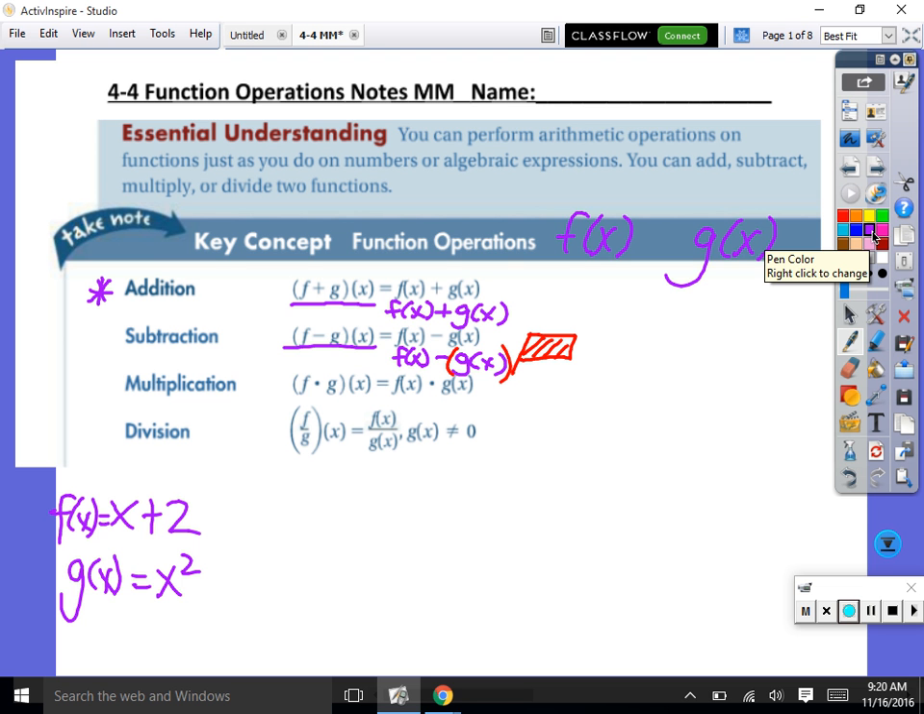So multiplication, this is f times g of x. So that's just f of x times g of x. We'll always use parentheses on that, and then we'll distribute. You'll just multiply the functions. You get what I'm saying? No one's confused. And then this is f divided by g of x. So f of x divided by g of x. Now there's one little restriction here. Notice how it says g of x cannot equal 0.